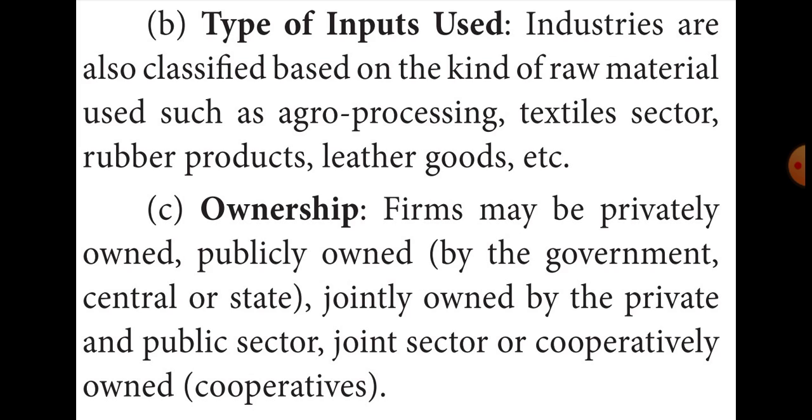Firms means groups of companies. They may also be jointly owned by the private and public sector. These joint sectors are called cooperatives, the cooperative sector. That means some industries are owned by private people, some industries are owned by the government, state government, central government, or union government, and some industries are owned by private and public sector, that means private and government. That is what we are calling cooperatives.